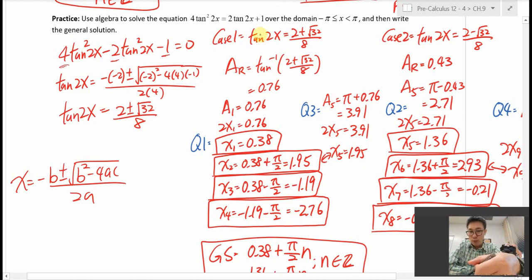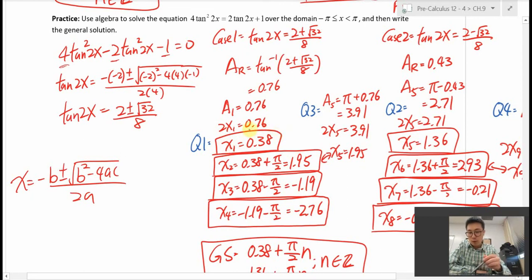One case being tangent 2x equals 2 plus root 32 over 8, and the other one is 2 minus root 32 over 8. To find the reference angle, you simply take the inverse tangent of that, because this is positive, so we don't need to worry about it. This is 0.76. And because tangent is positive in quadrant 1 and 3, so you see I wrote in blue, A1 would simply be 0.76, because the reference angle is 0.76, and the angle is in quadrant 1. So 2x1 is 0.76, therefore divided by 2, x1 is 0.38.